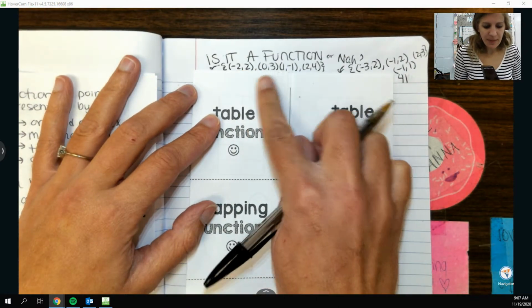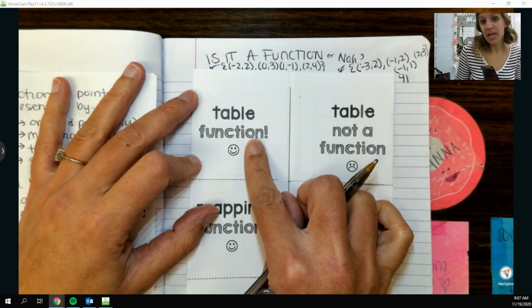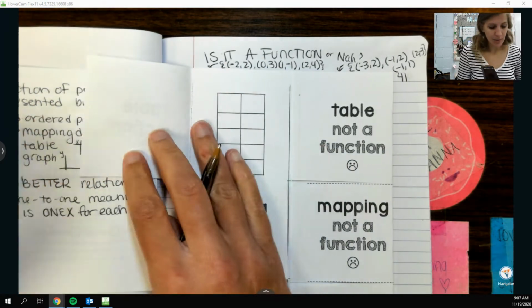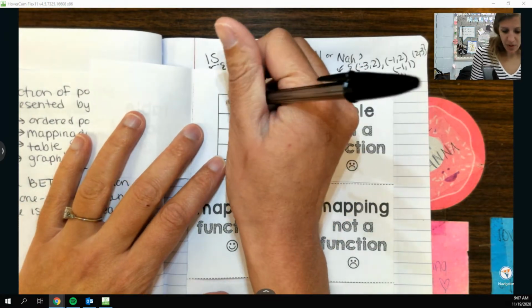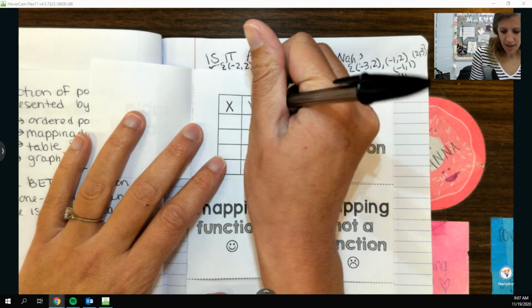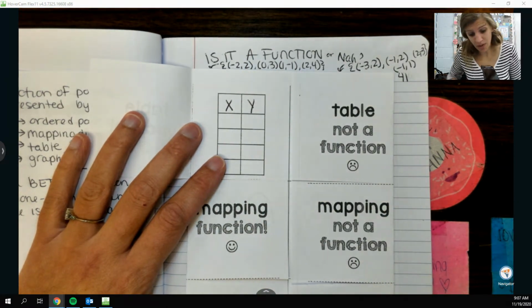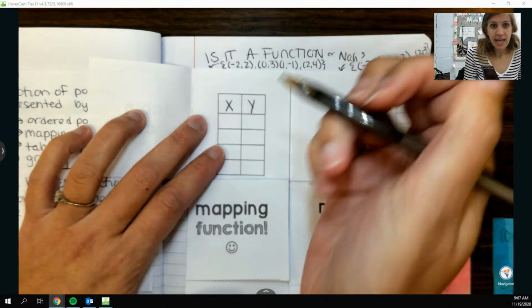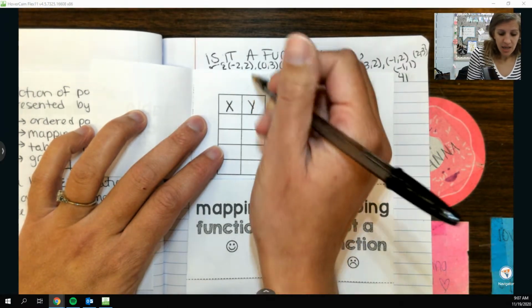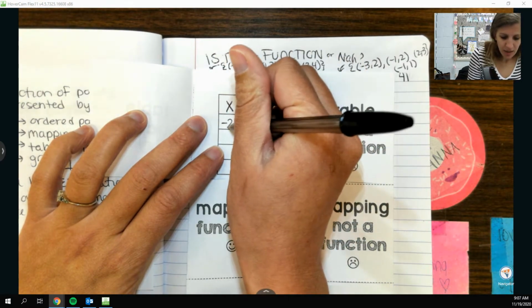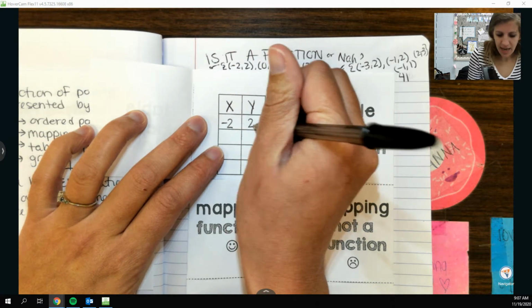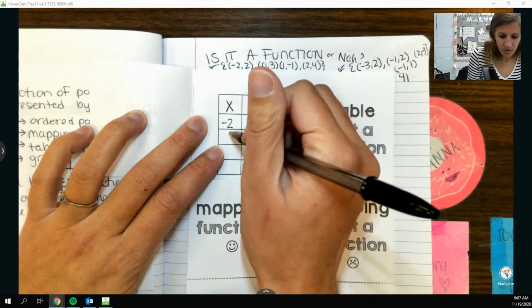Alrighty, so if these are my points, one way that I can represent a function is in a table. When we make a table, x always goes on the left, y goes on the right, and again, we're just putting them in alphabetical order. X goes first, y goes second. I would list the x value, this first point, and then the y value that goes with it. And we just go through and do that for each one.